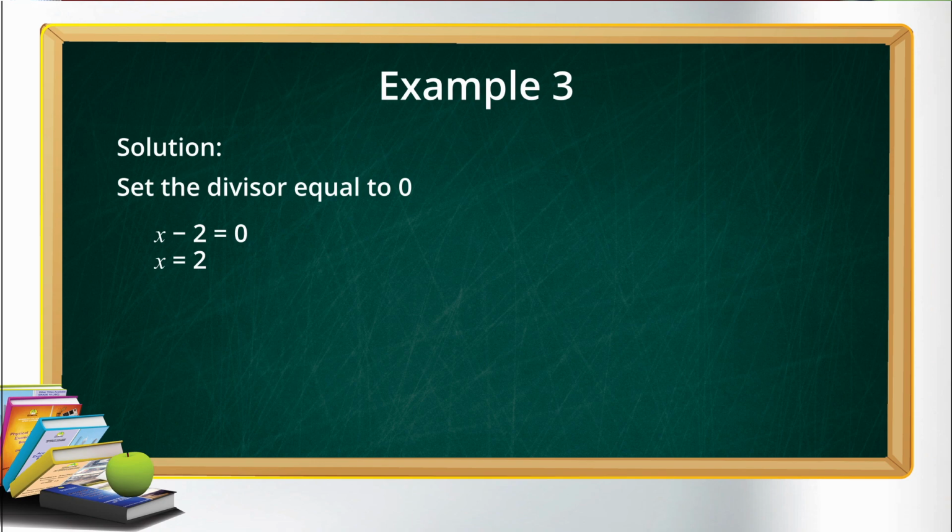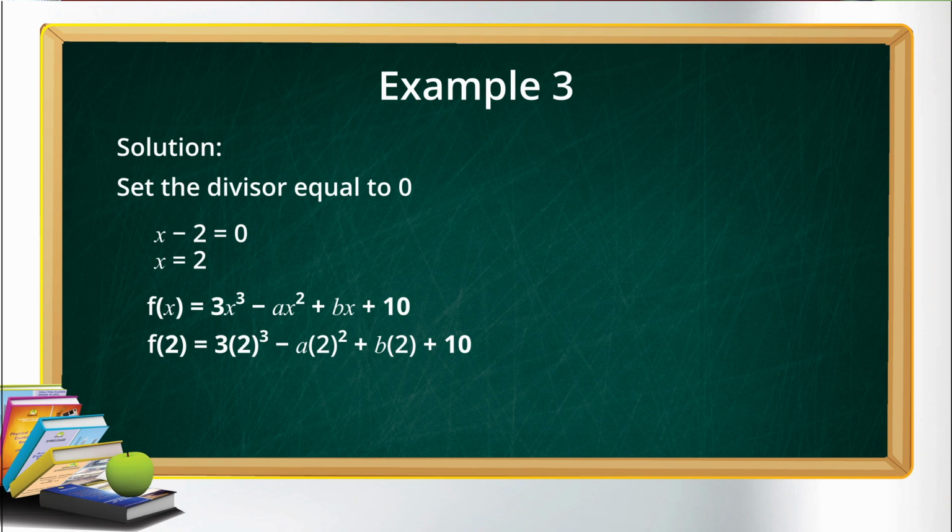Here is what we know. When the divisor x minus 2 is equal to 0, x is equal to 2. Now we substitute that value of x into the function to get an expression with a and b. f of x is equal to 3x cubed minus ax squared plus bx plus 10, meaning it is now f of 2 is equal to 3 times 2 cubed minus a times 2 squared plus b times 2 plus 10. We work it out and get f of 2 is equal to 24 minus 4a plus 2b plus 10. And finally, f of 2 is equal to 34 minus 4a plus 2b.